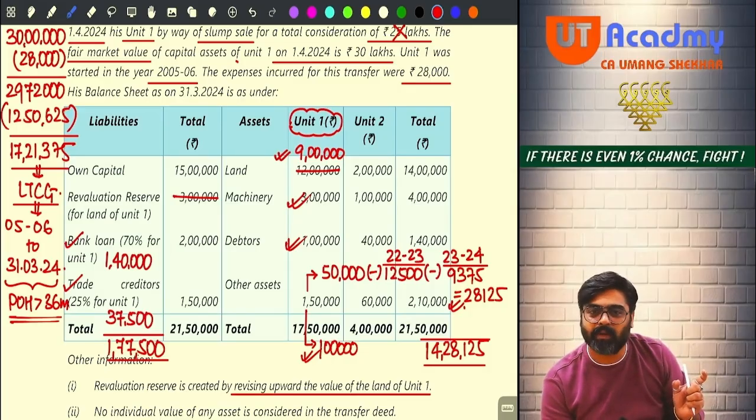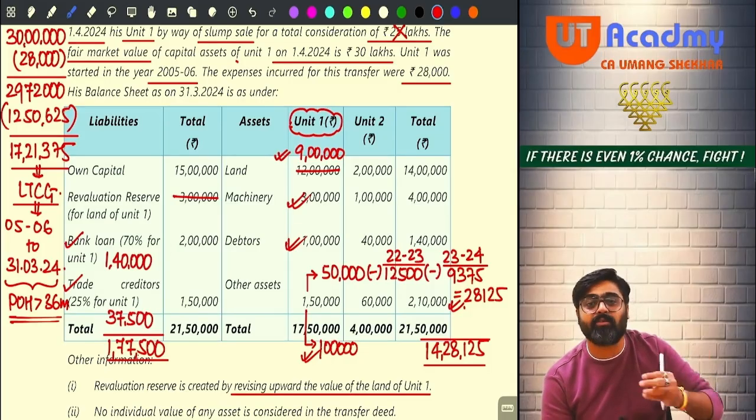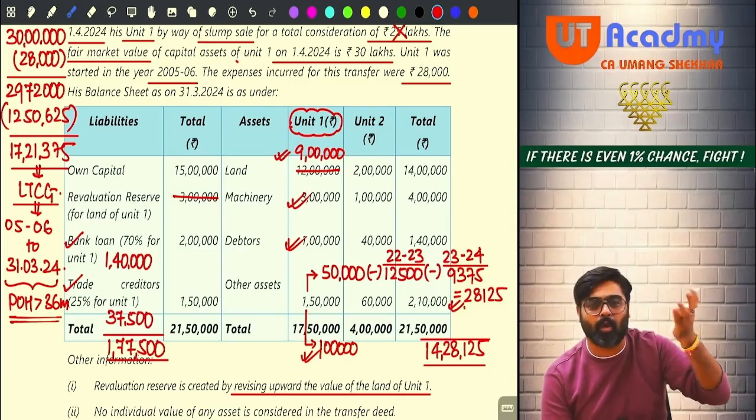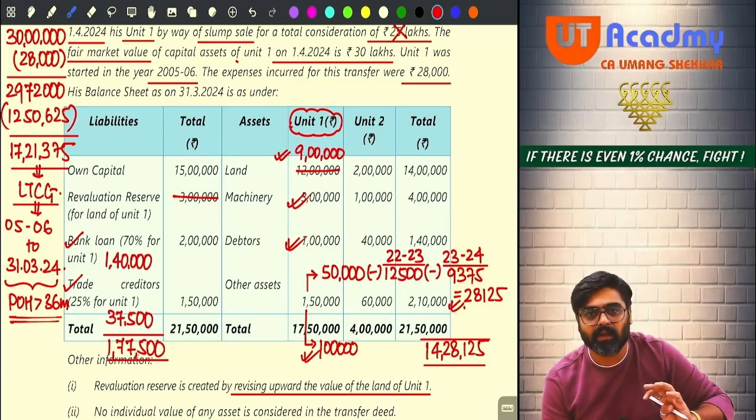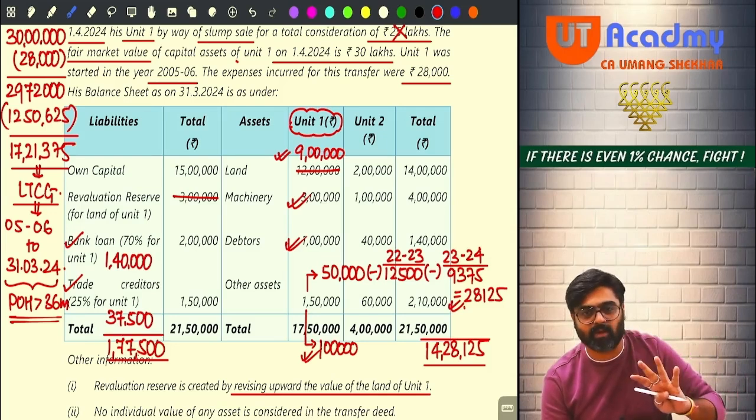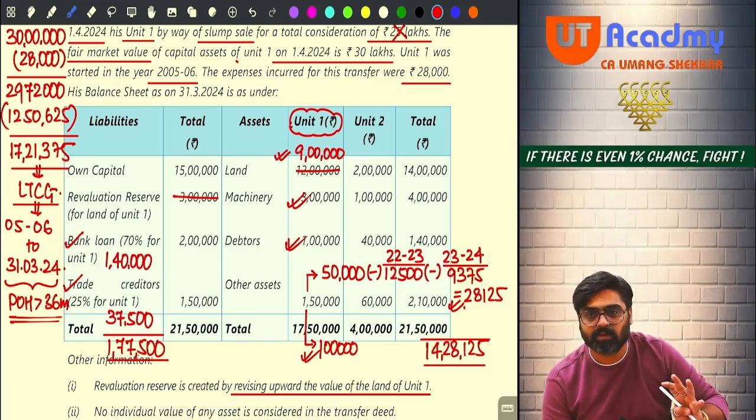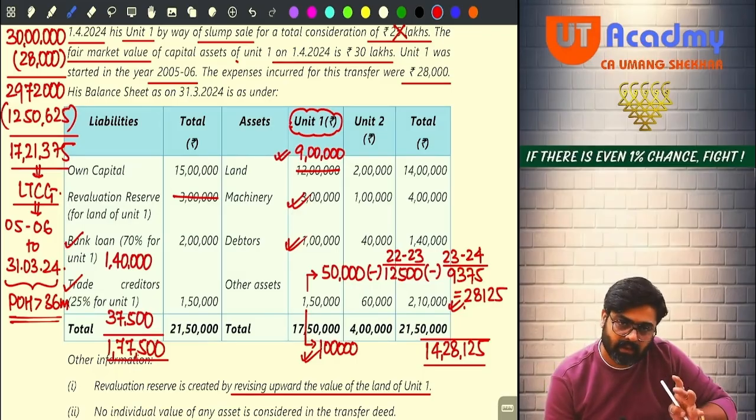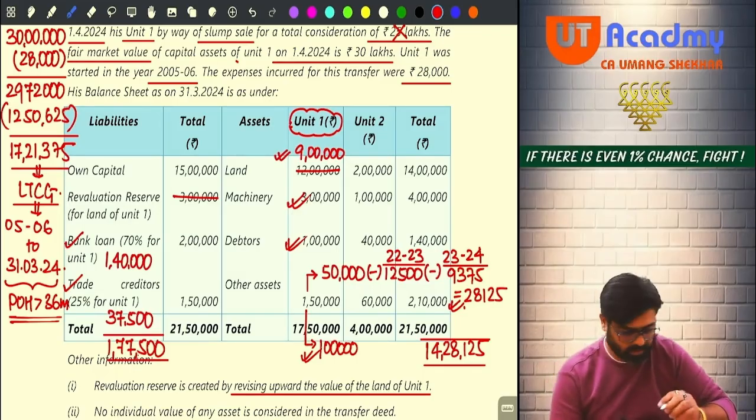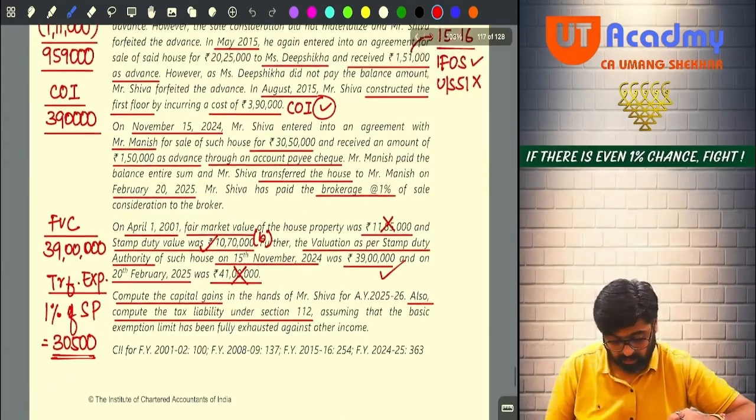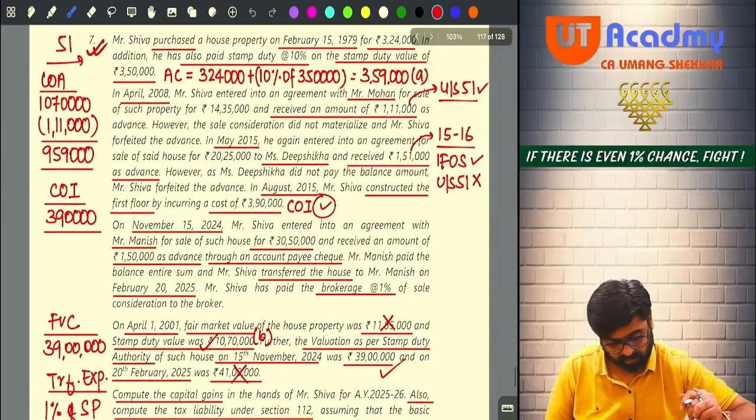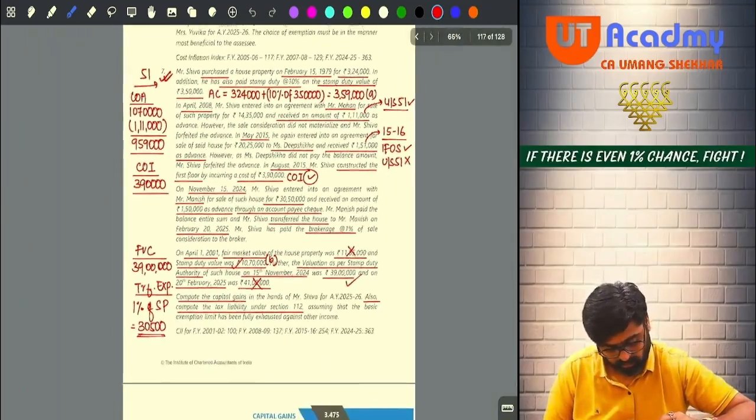Getting my point? No question will be difficult. Please don't keep all such sections as options in your exams. If questions on these sections are framed, they are very easy questions and can give you cash marks in the exams. Sure? Should I move ahead? Friends, ready? Okay, no problem. This is a really good question. Mark this question important. Mark this question important. And we are going to solve this question.